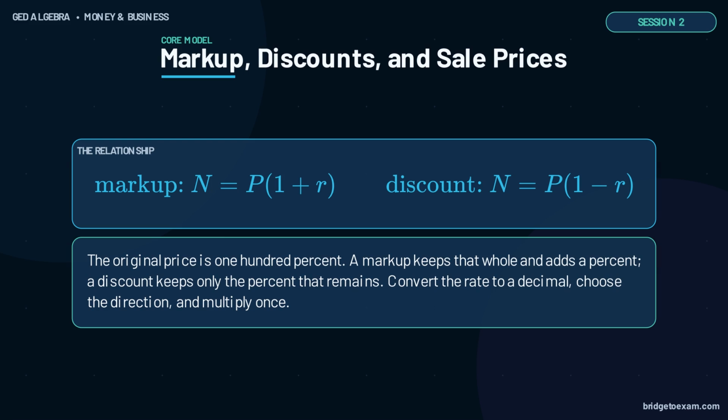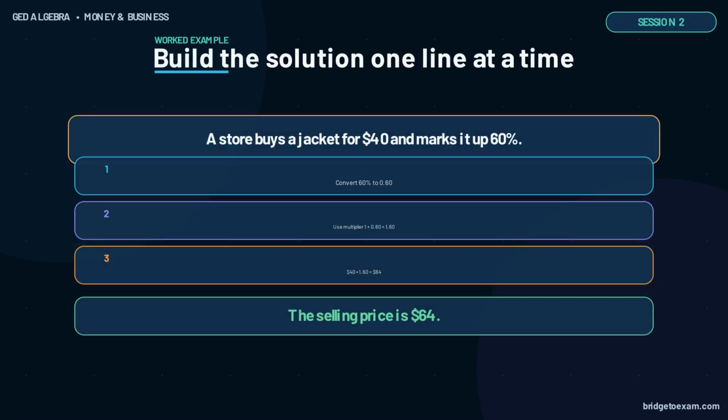Worked example. A store buys a jacket for $40 and marks it up 60%. First, convert 60% to 0.60. Next, use multiplier 1 plus 0.60 equals 1.60. Then, $40 multiplied by 1.60 equals $64. The selling price is $64. Notice that each line has one job, which makes the calculation easy to audit.